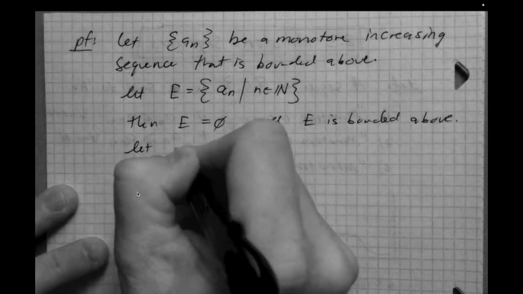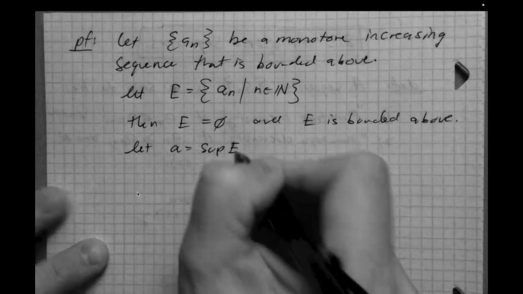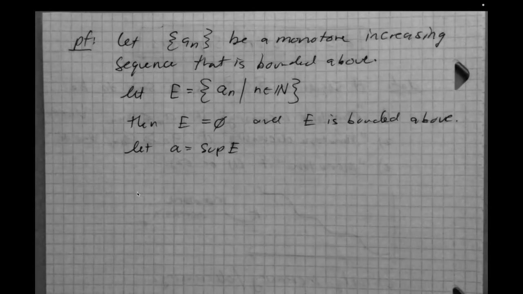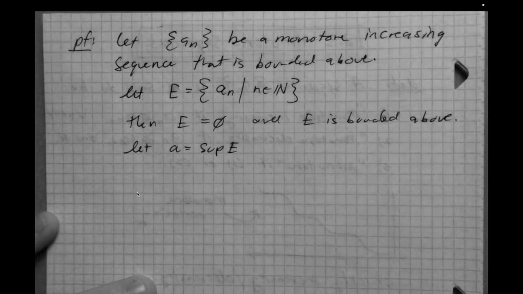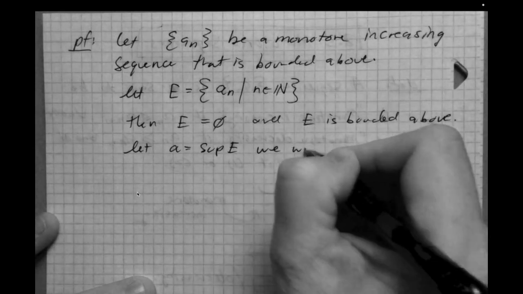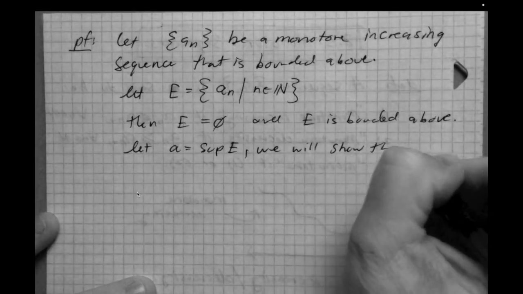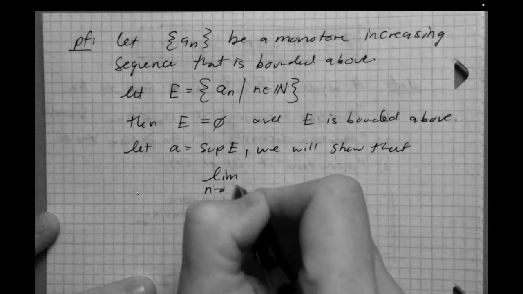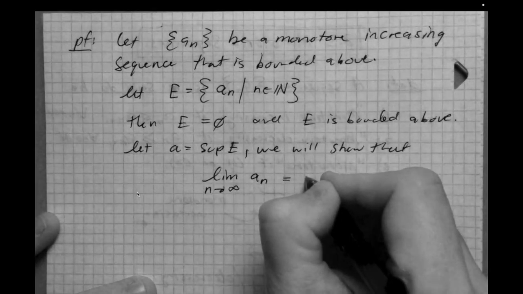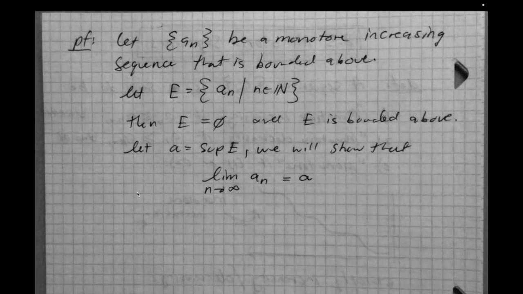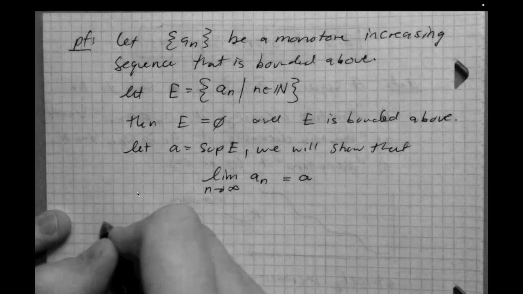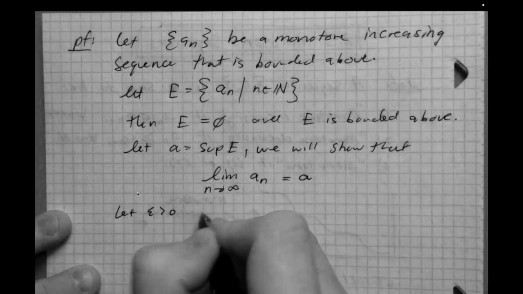So let's go ahead and let A equal the supremum of E, the least upper bound of the set E. If A is the least upper bound of the set E, what we're going to show is that the limit of the sequence is A. We will show that the limit as n approaches infinity of a sub n is equal to this supremum, this least upper bound. To do this, let epsilon greater than 0 be given.